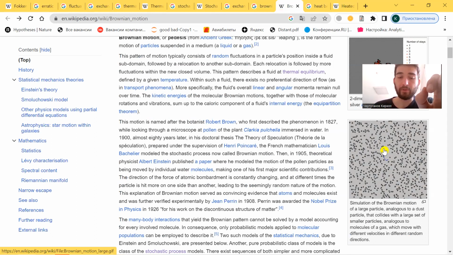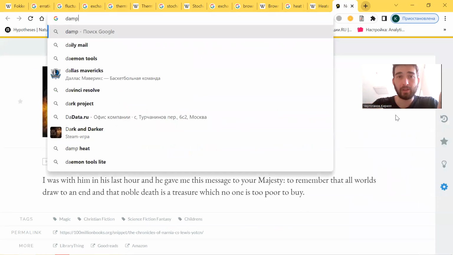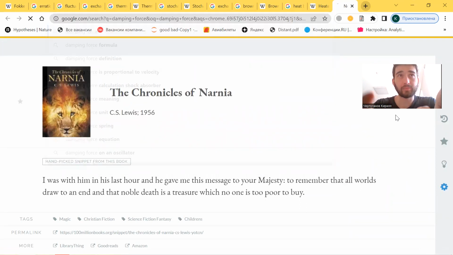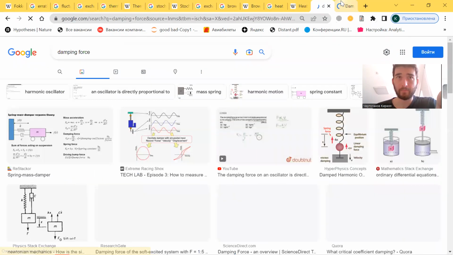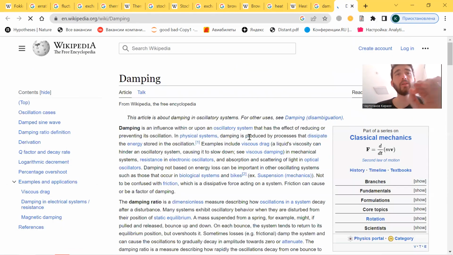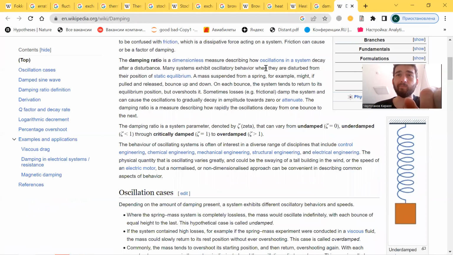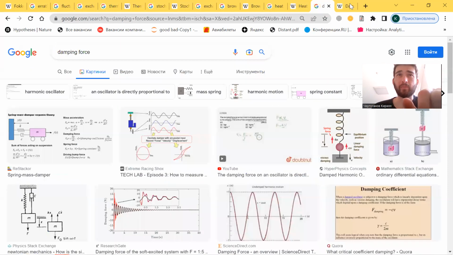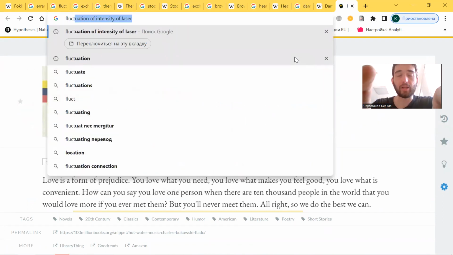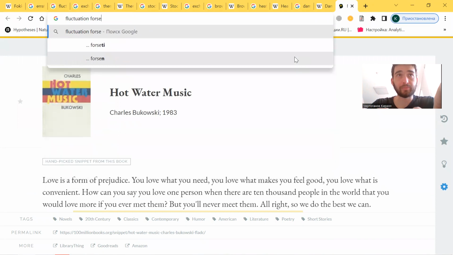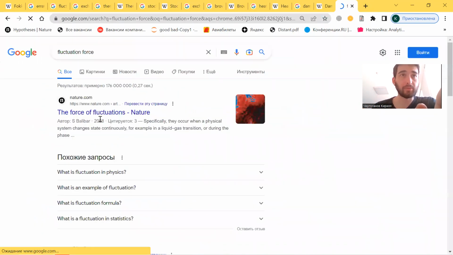The first one is a damping force. The second one is a fluctuation force. Let's see here an example.